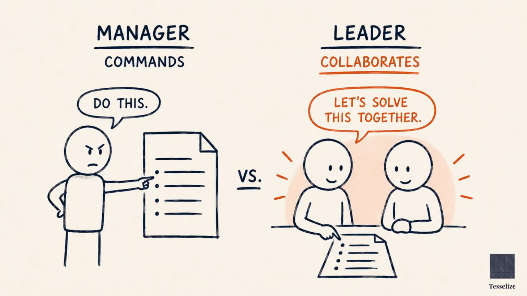Here's what separates a good manager from a great leader. A manager writes the process and tells people to follow it. A leader writes the process with their team, and makes sure everyone understands why each step exists. Because when people understand the why, they do not just follow the process, they improve it.